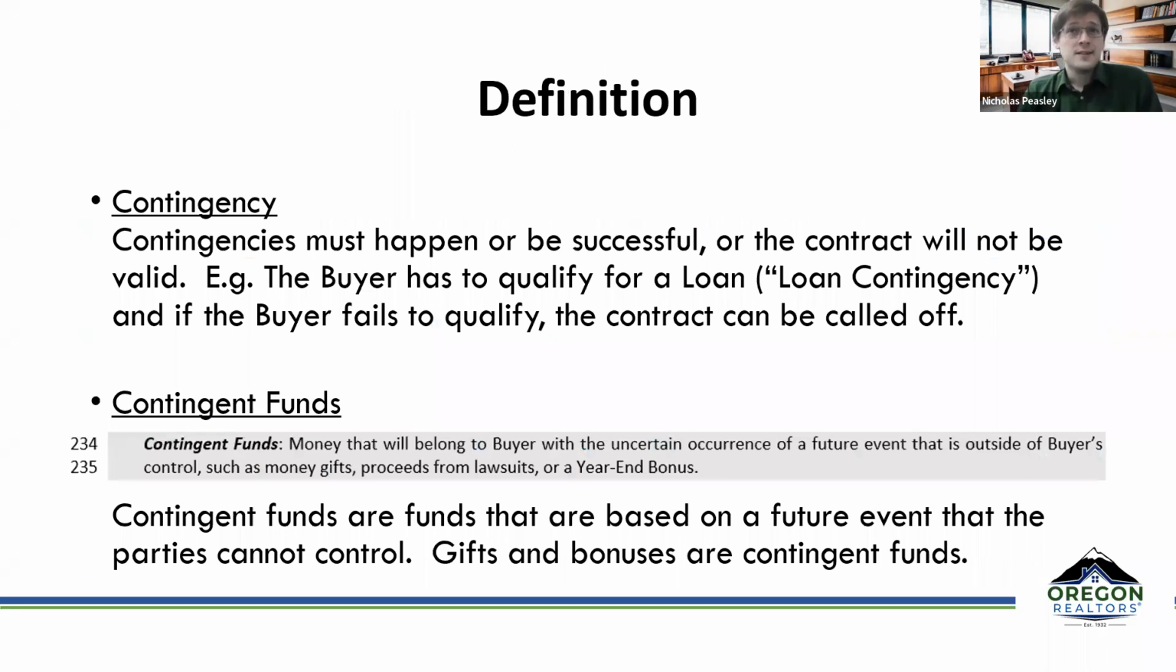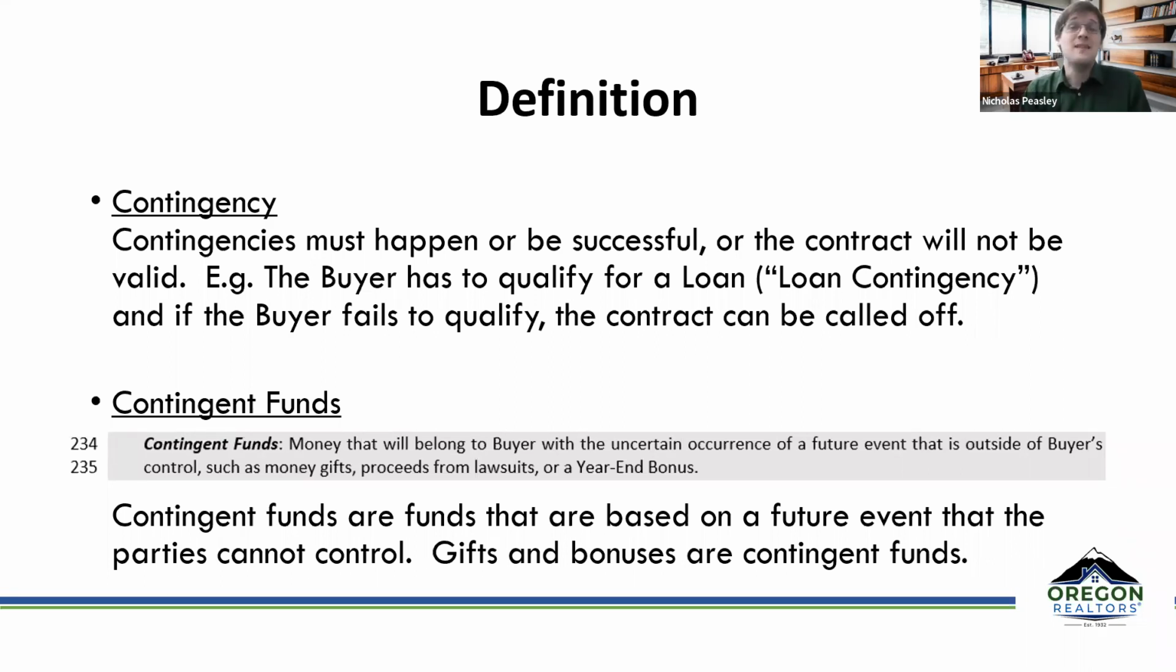We'll start with definitions. The definition of a contingency is something that must happen or must be successful, or the contract will not be valid. So the best example of that is the usual contingencies, the inspection contingency, the loan contingency. The one I've got on screen is the loan contingency. The buyer, under the purchase and sale agreements, has to qualify for a loan. If you're using a loan, you have to qualify for that loan.